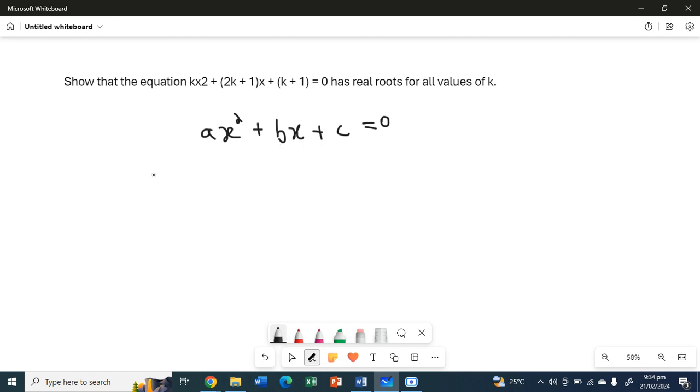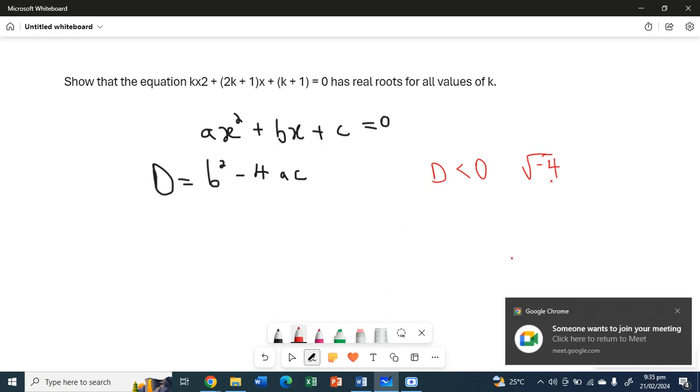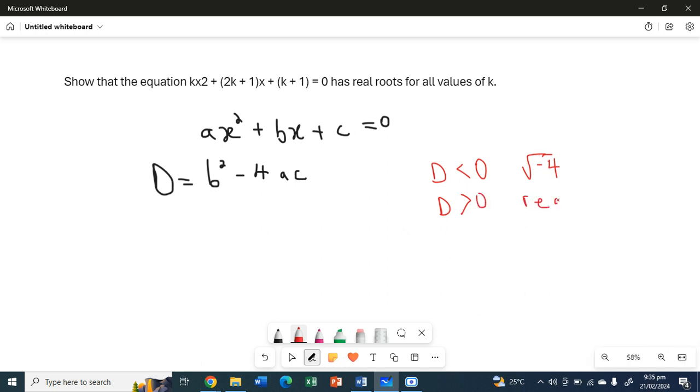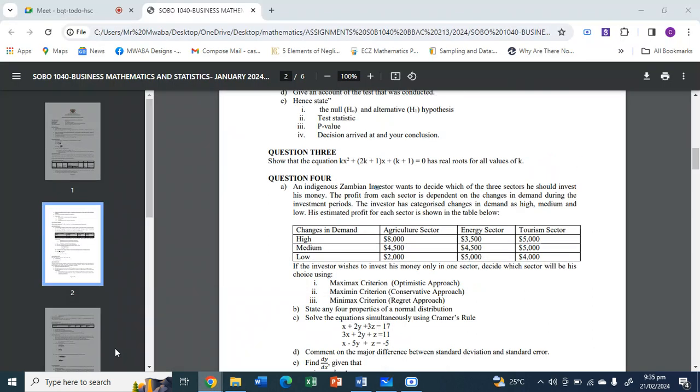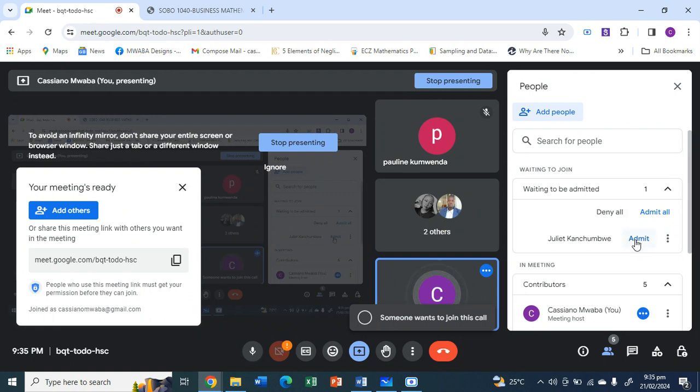We need to bring in the discriminant. This is the formula for the discriminant: b squared minus 4ac. If the discriminant is less than 0, you have imaginary roots, for example the square root of -4. If you type the square root of -4 on your calculator, it gives you an imaginary number. But if D is greater than 0, you have real roots. And if D is less than 0, you have imaginary roots. So what we need to do is find our discriminant.